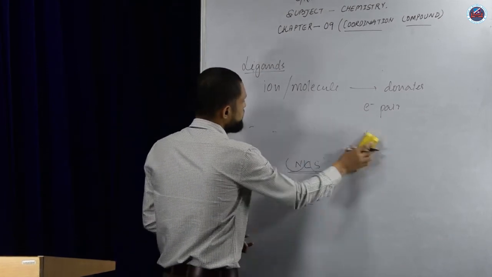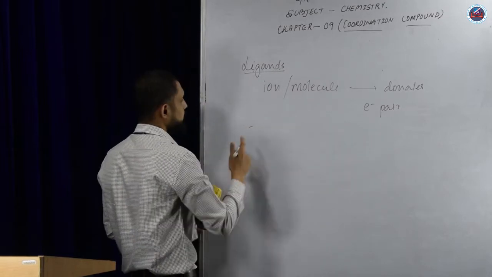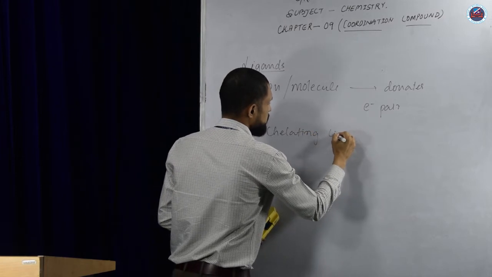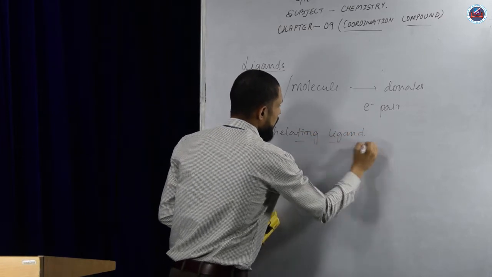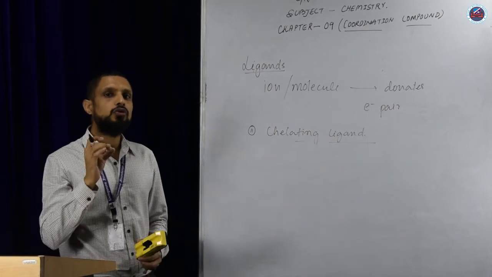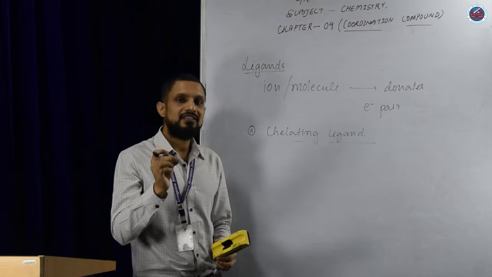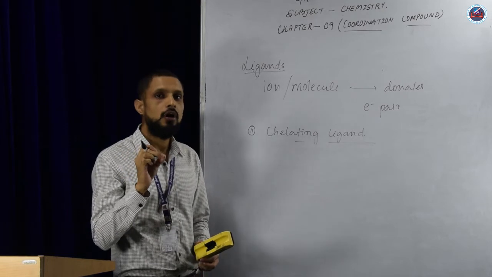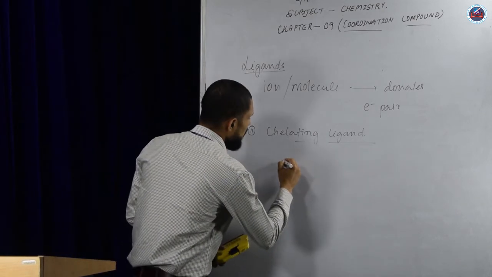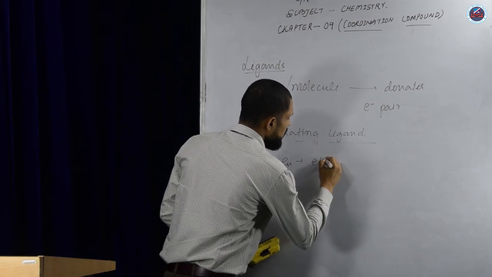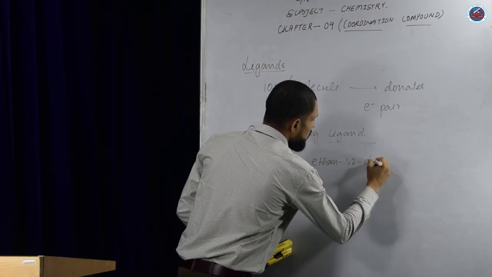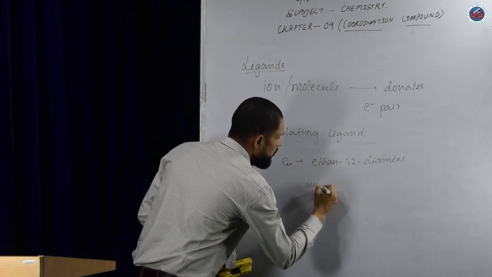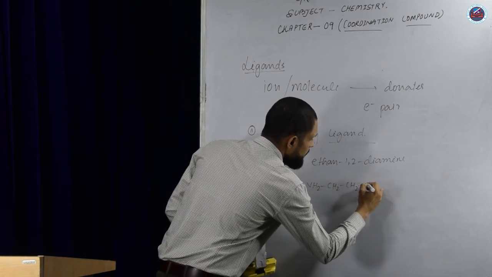The next is chelating ligand. The chelating ligands are those ligands which form a stable ring structure around the central metal atom or ion. Example is en, that is ethane 1,2-diamine. The structure of ethane 1,2-diamine is NH2, CH2, CH2, NH2.